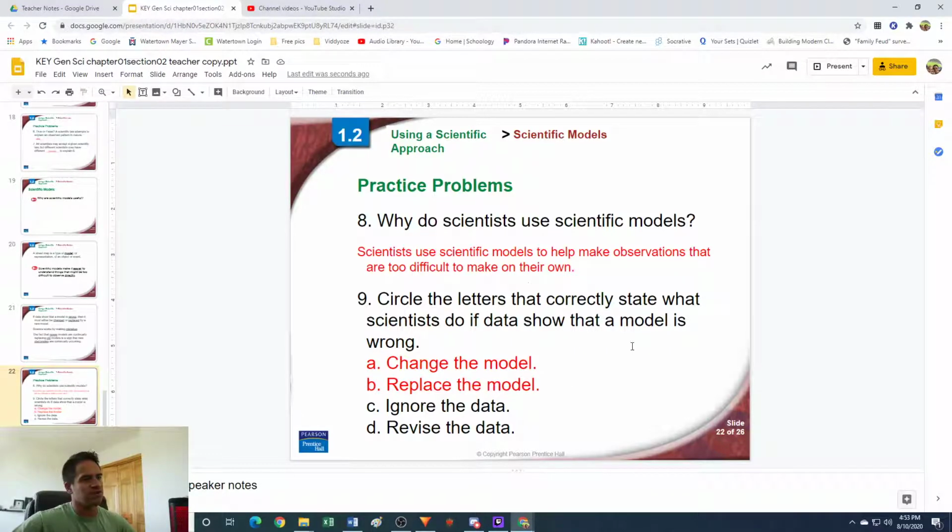So if your model is wrong, then you can change the model or you can replace it with a better one. But you can't just play with the data to make it fit whatever you want it to do. So, all right. Anyway, that was it for this one. Pretty short, but hopefully that helps.